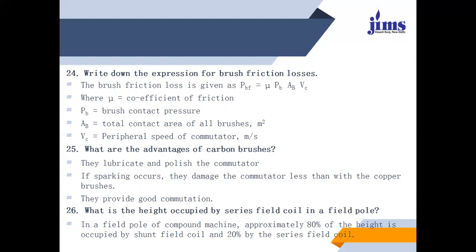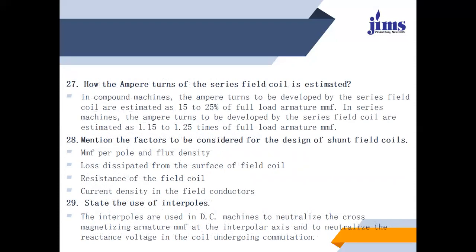What is the height occupied by a series field coil in a field pole? In a field pole of a compound machine, approximately 80% of the height is occupied by the shunt field coil and 20% by the series field coil. How are the ampere turns of the series field coil estimated? In compound machines, the ampere turns to be developed by the series field coil are estimated to be 15 to 25% of the full load armature MMF. In series machines, the ampere turns to be developed by the series field coil are estimated as 1.15 to 1.25 times the full load armature MMF.